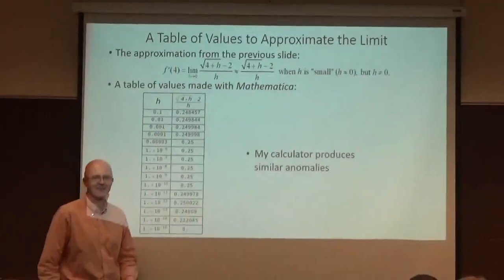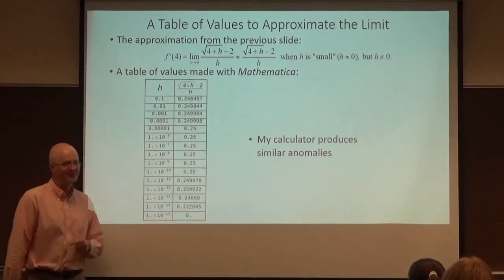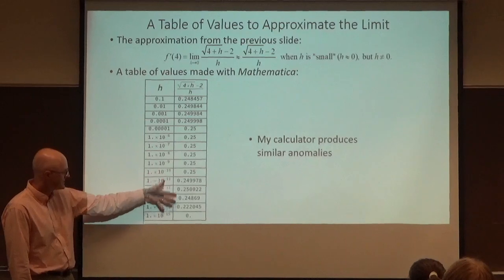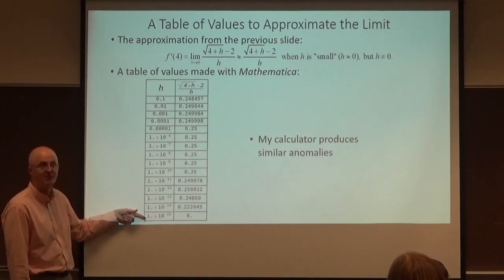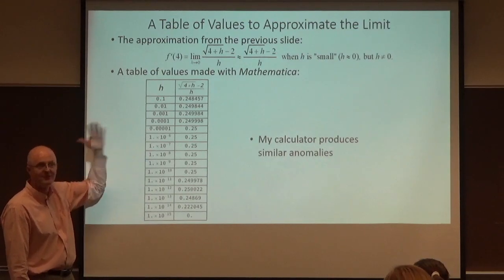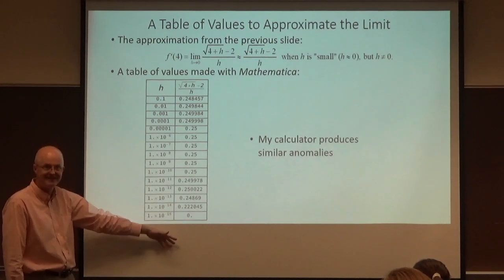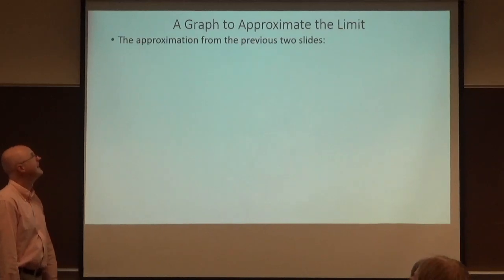I tried in my calculator, similar anomalies happen. The answer is 0.25. But if you keep trying smaller and smaller values of h, you run into trouble. I mean, these are really small, so you probably wouldn't try those. You'd probably try values more like this, and you'd happily say the answer is 0.25 and you'd be right. But just realize it's possible for things to go wrong. Here's a graph.